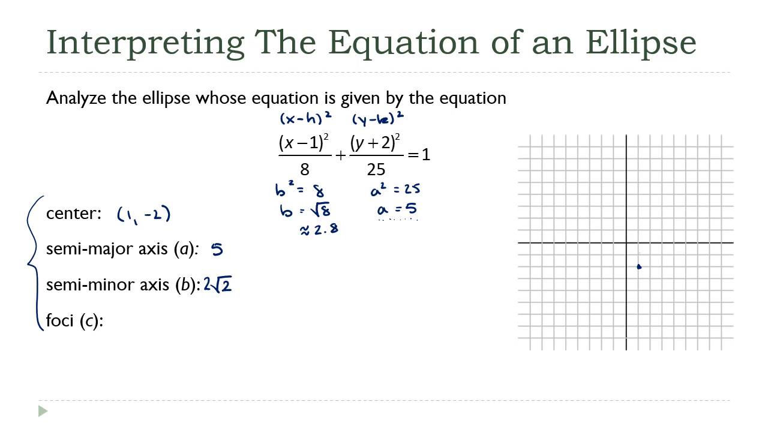So I'm going to go up 1, 2, 3, 4, 5, and down 1, 2, 3, 4, 5. And to see how far I need to go in the x direction, I'm going to look at the b value. 2.8, that's almost 3. So I'm going to go over 3 and back a little. And I'm going to go over 1, 2, 3 and back a little. And those are enough points that I can sketch the circle.